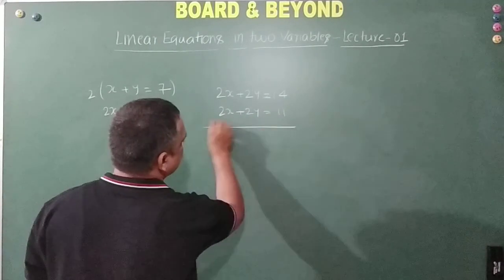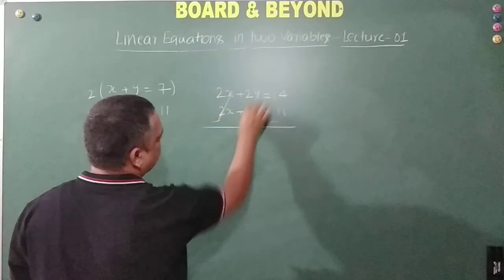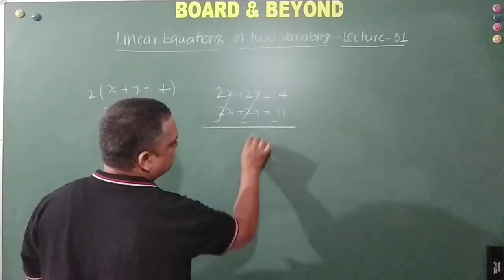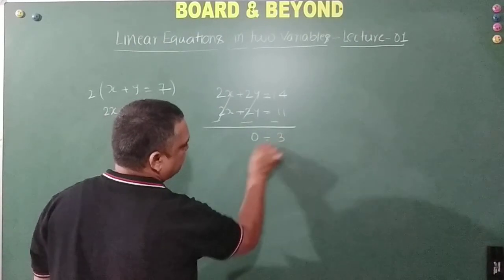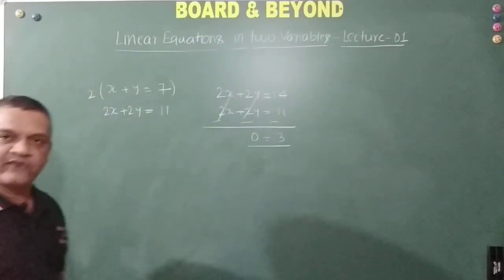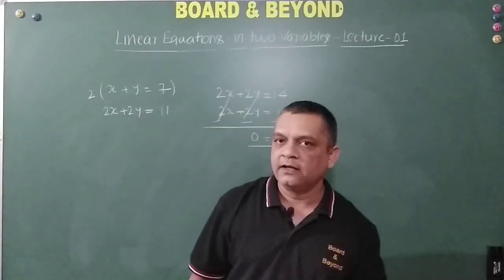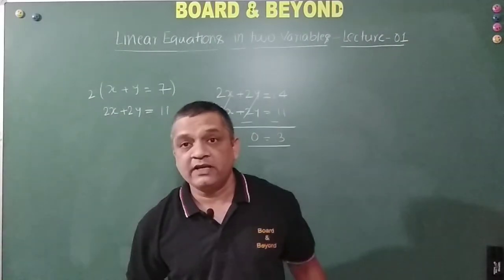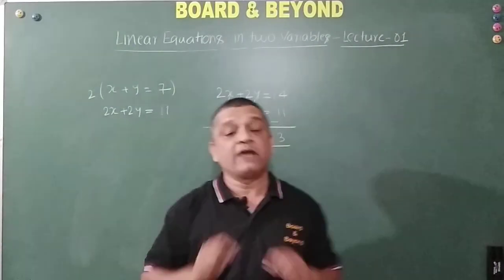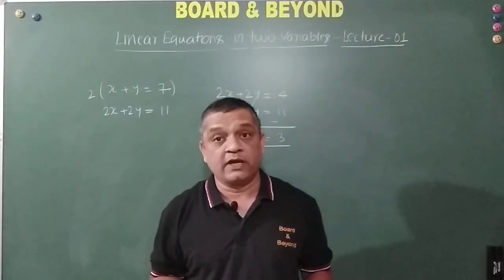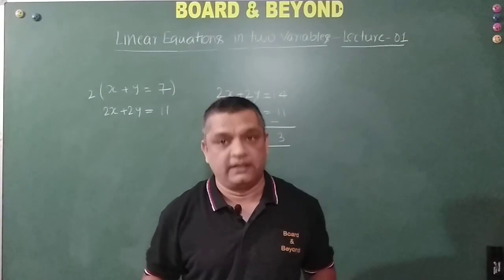When we subtract this, my friend, this and this both get cancelled, and this becomes 0 is equal to 3, which is practically impossible, friends. Do we all agree that 0 cannot be equal to 3, right? So now what is happening here is that these two lines are not having a solution in common. Okay, so these two are called inconsistent.